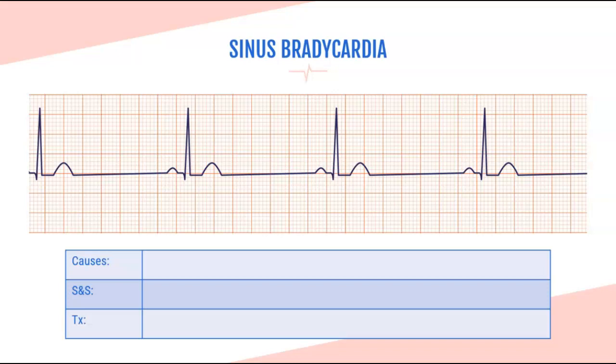If the patient is asymptomatic, there will be no treatment, but if the patient is symptomatic, you want to treat the cause. If the cause of the bradycardia is from medications, then stop the medications. If treating the cause doesn't work or the cause is life-threatening, atropine is the drug of choice for bradycardia, and a pacemaker can also be used to help maintain the heart rate.